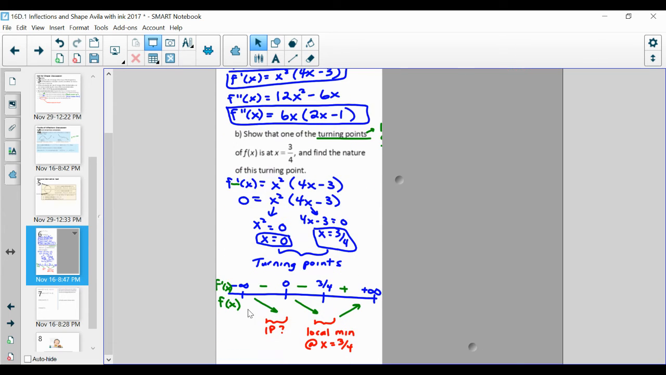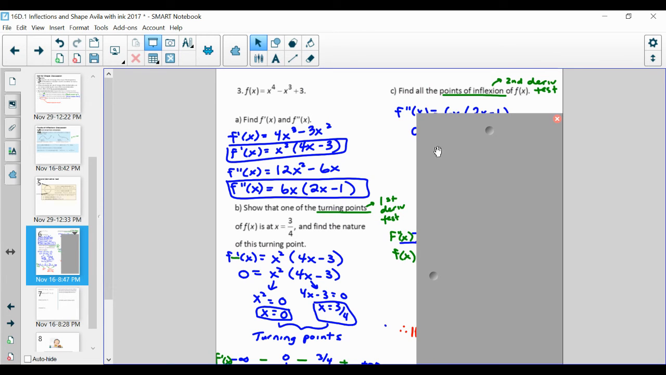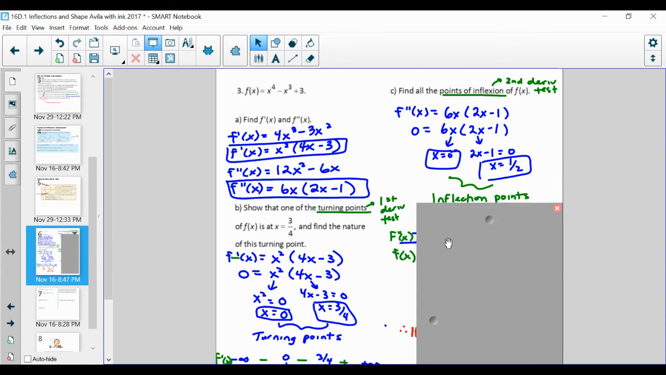I do my sign diagram, and I notice that I've got a function that's decreasing, decreasing, and then increasing. So I know that if it's decreasing and then increasing, this should be a local minimum. Here, if I have a decrease and then a decrease, that suggests that this is probably an inflection point, a non-stationary inflection point. Then I'm going to do my second derivative test to help me find the points of inflection. So the first derivative test helps me find the turning points. The second derivative test helps me find points of inflection.